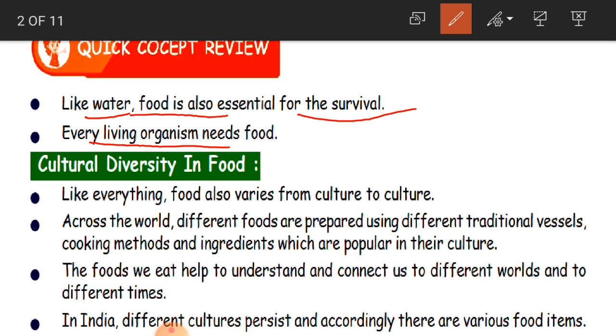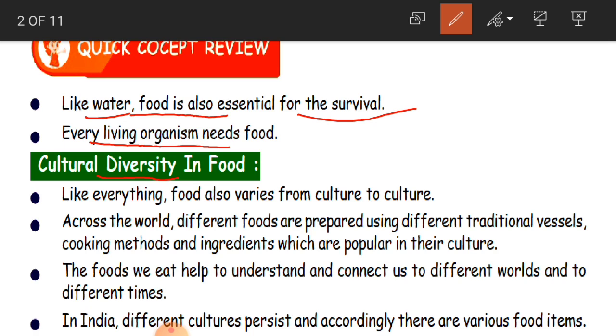Okay, children. Now let us learn the topic in detail. Cultural diversity in food. Cultural diversity in food. As we have diversities in Indian culture. Now children, what is diversity? It is nothing but the differences. Every state has got a different culture. It is different from one state to another state.